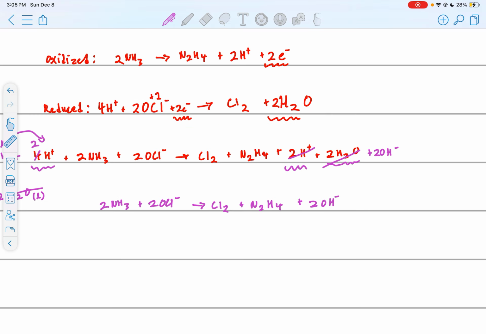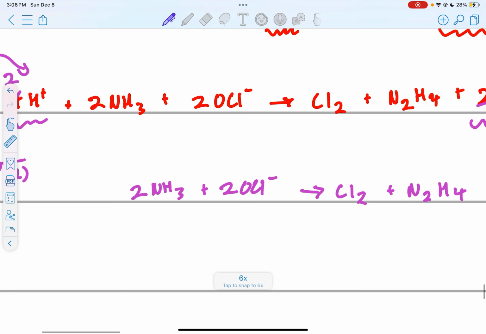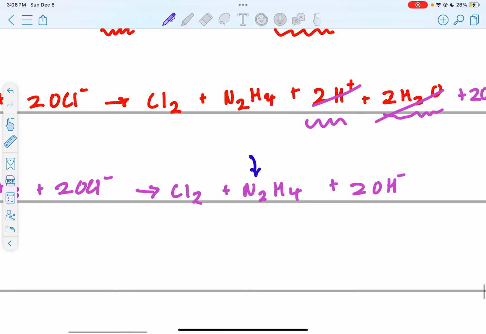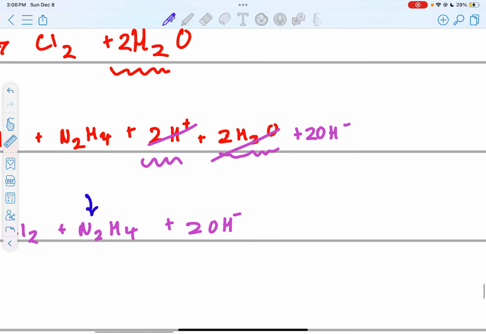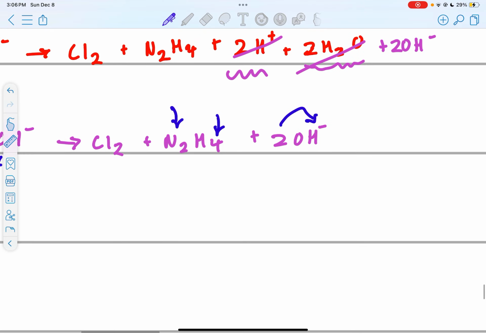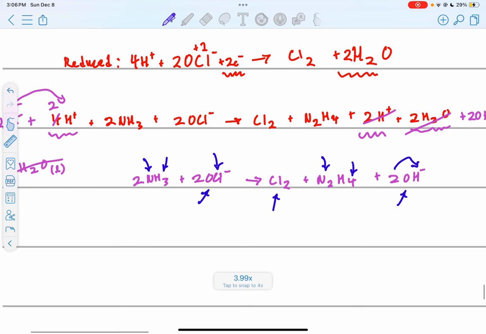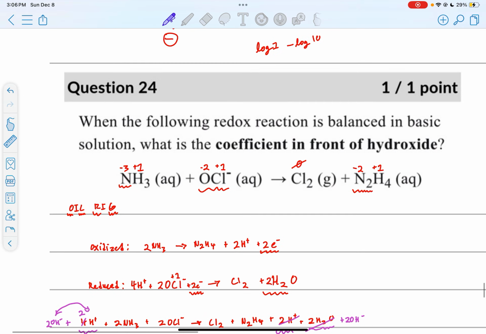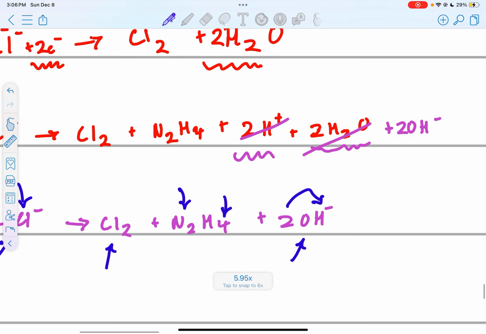And a way to check if you did this correctly is to look to see whether everything balances out. So we have 2 nitrogens here. We have 2 nitrogens here. We have 6 hydrogens here. We have 2 hydrogens here, and we have 4 more hydrogens here, so we do have a total of 6 hydrogens. We have 2 oxygens here, and we have 2 oxygens here, and we have 2 chlorines here, and we have 2 chlorines here, which means everything balances out, which means we did balance it correctly. And let's go back to the original question. It asks you for the coefficient in front of the hydroxide, and the coefficient in front of the hydroxide is going to be 2.